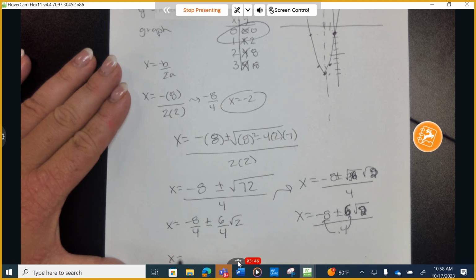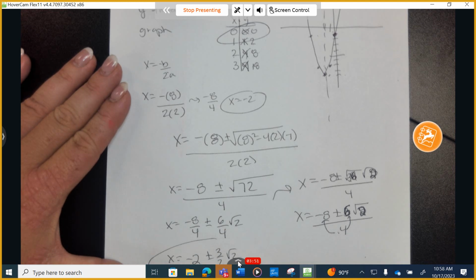That's just too much. Okay, negative 8 divided by 4 is negative 2. And this reduces to 3 over 2, and our problem is done.